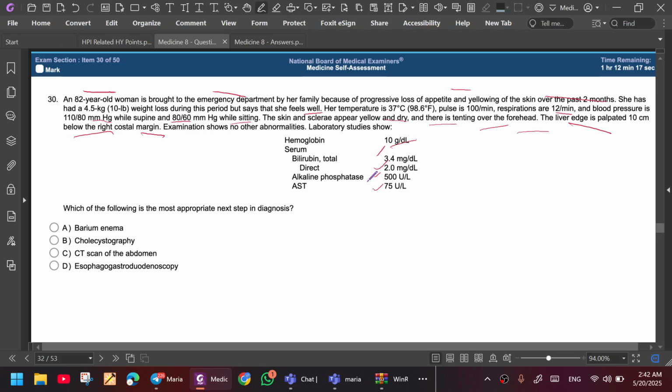Direct bilirubin, yes, postural hypotension. And the sclera appear yellow, tenting of the forehead, liver is palpated. Direct bilirubin and ALP elevated, by obstruction.